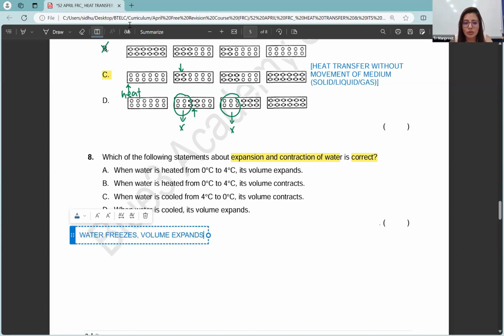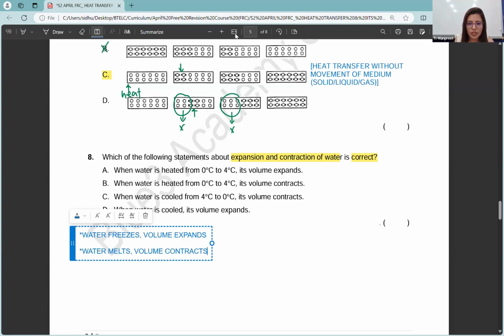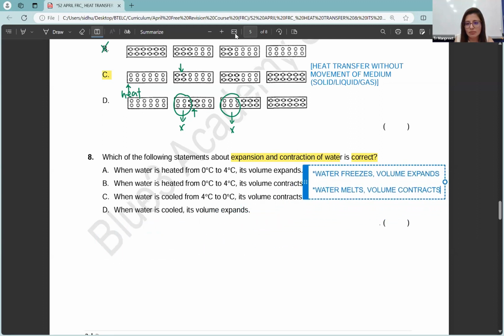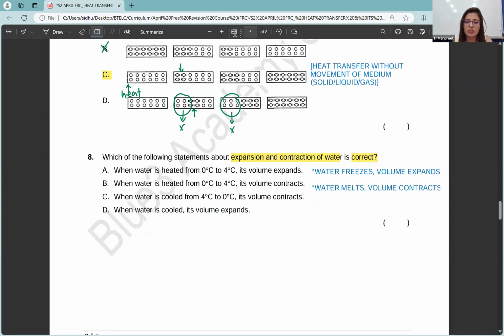That's what we know. Then we also know that when water melts, okay, the volume contracts. So the reverse happens. Okay, this is our concept. Okay, so we have this in mind. We're gonna look at it, okay, one by one, which of the following statements is correct?